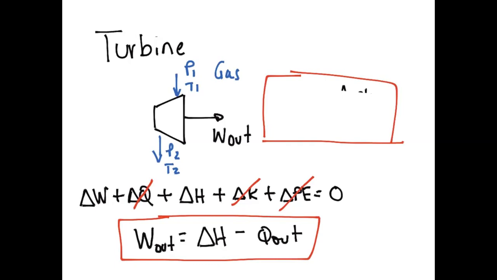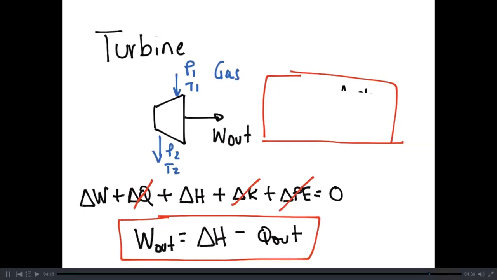And the energy balance will be kind of the same, delta W plus delta Q plus delta H plus delta K plus delta potential energy equals 0, where delta K and delta potential energy can be negligible, and for instance the work that you're going to have is going to be equal to delta H, in this case minus the heat that you might actually lose. But usually you say that the work out equals the change in enthalpy in this case. So the story is kind of the same.